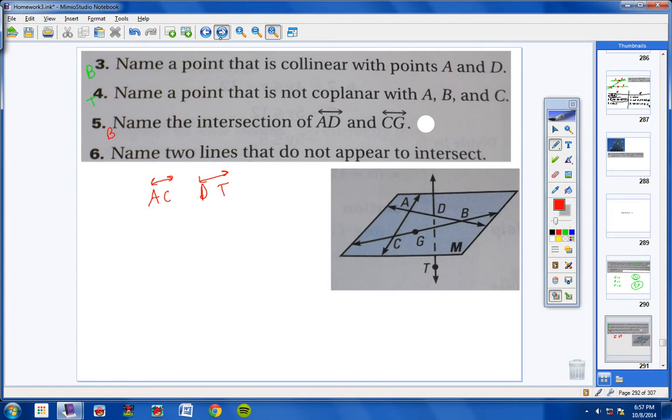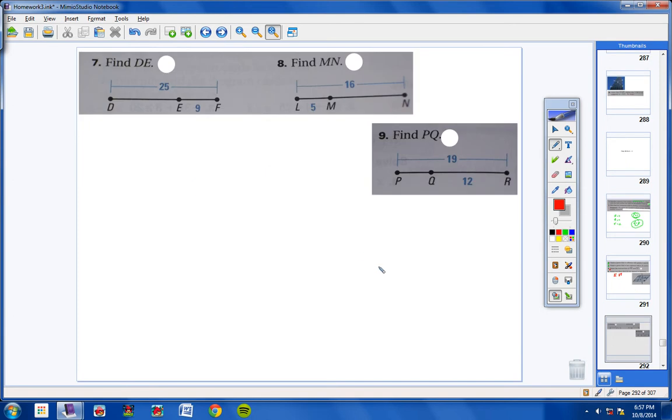Okay, moving on to number 7. Now they want us to find the length of DE. Now the entire segment is 25, got it? And this part of the segment here is 9. So we have to find this leftover segment right here, and that's obviously going to be 16.